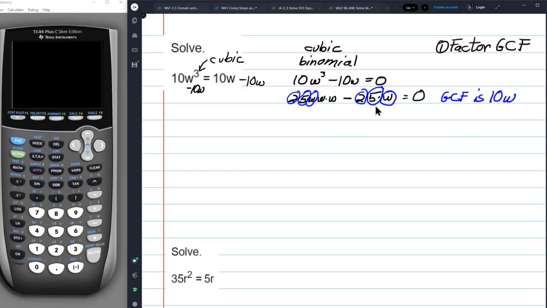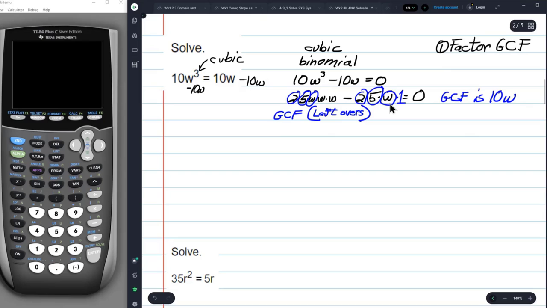These terms, 2 times 5 times W, 2 times 5 times W, and I'm going to add something in that I know is there. It's just not important. We don't normally write it, but it's always understood that there's a times 1. Because 1 times 2 times 5 times W is 2 times 5 times W, but right now I need it for the following reason. I'm going to rewrite that binomial, 10W cubed minus 10W, in this form: GCF in front, parentheses, leftovers. Leftovers are always yummy.